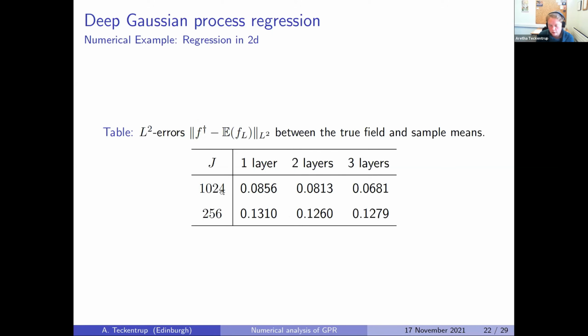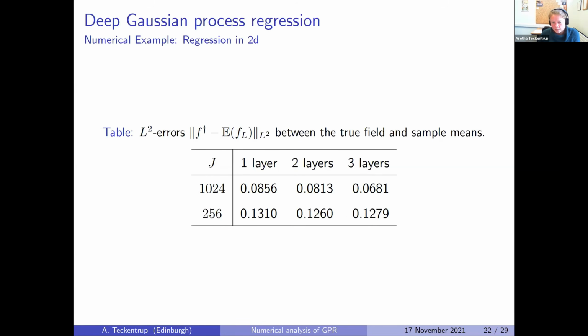So this was for the case of 1,000 observations that I showed you earlier. If you don't have as many observations, if you only have 256 data points, then you actually see that by increasing the number of layers, you actually start to increase the error again. So this is really just a manifestation of overfitting, where you then don't have enough data to really inform all of the layers. So the deep Gaussian process model becomes too complex, and you don't have enough data to inform all of the layers. So it is again the usual problem of overfitting.